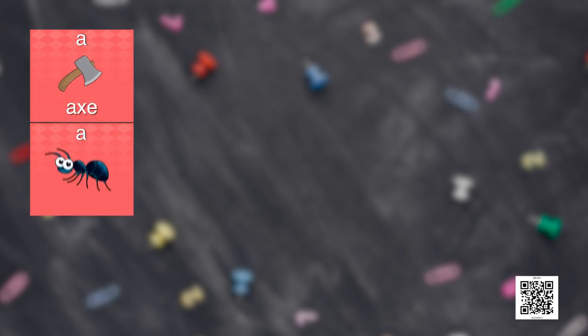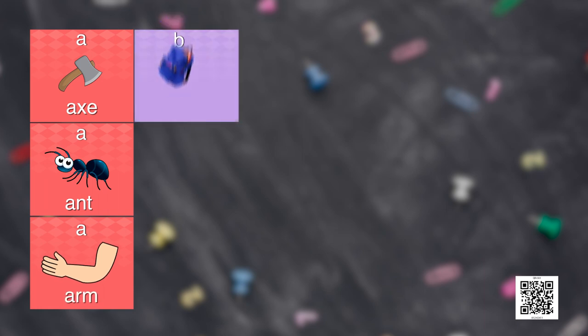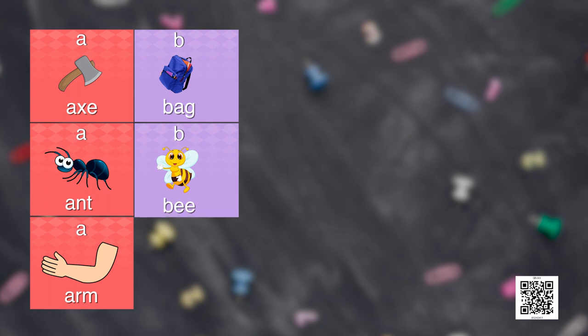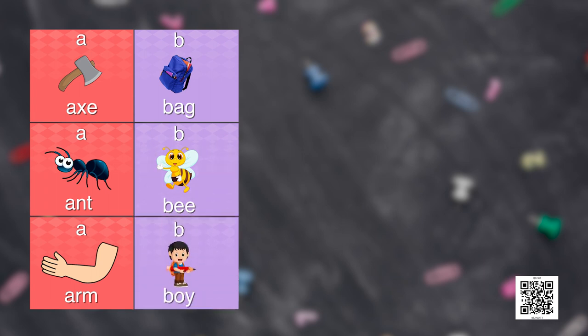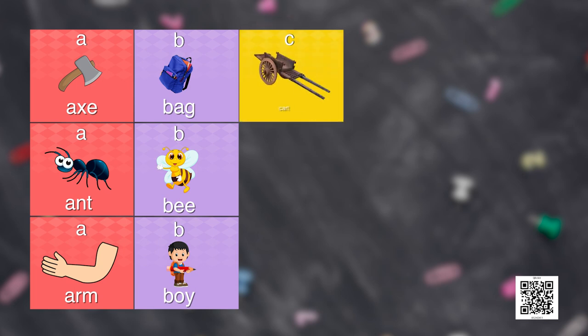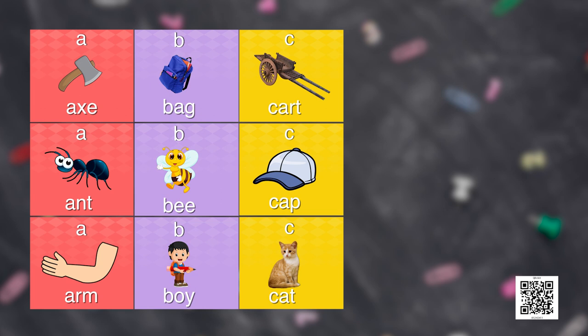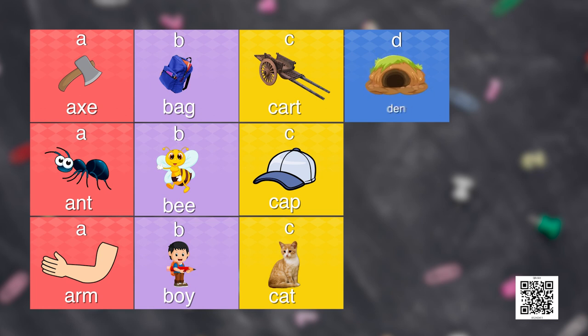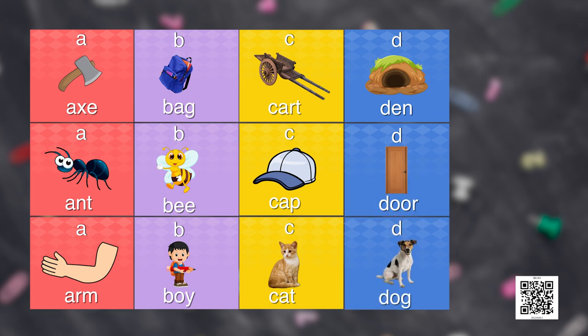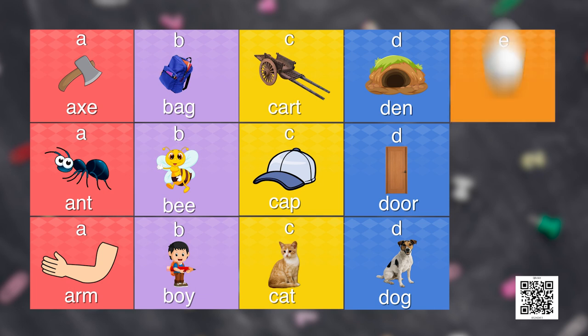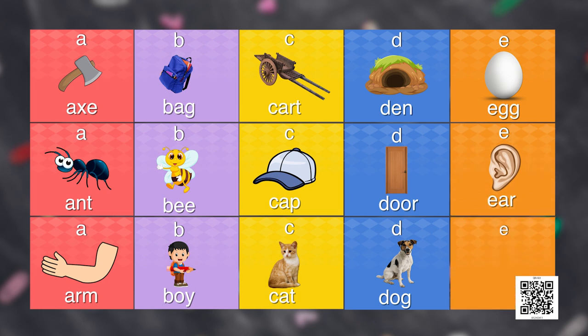Letter sounds. A. Axe. Ant. Arm. Bag. B. Boy. Now moving on to letter C. C as in cart. Cap. Cat. Now let's move on to letter D. The D sound as in den, door, dog. Now moving on to the sound of E, as in egg, ear, elephant.